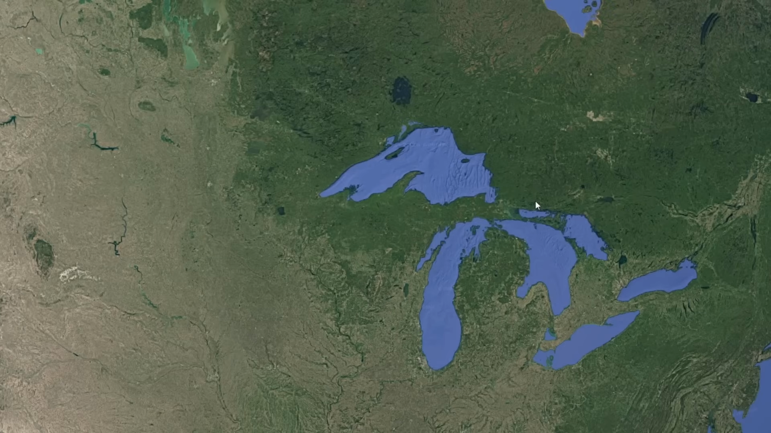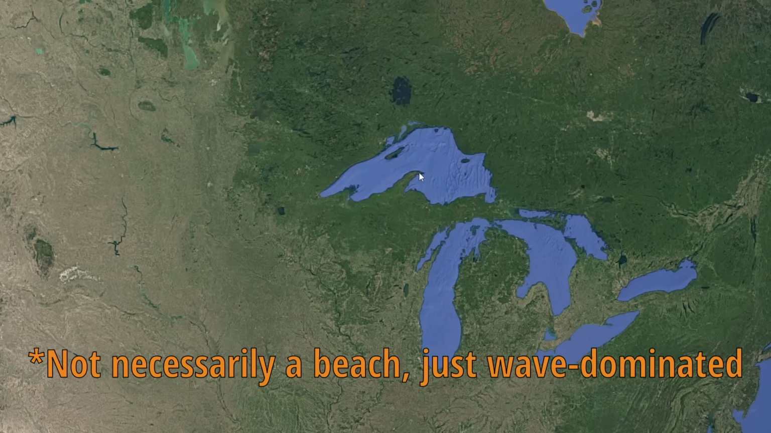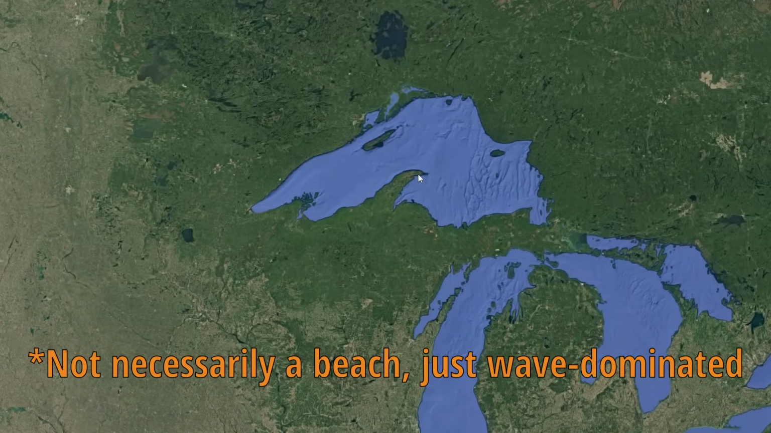Good examples of wave-dominated beaches are any beach along a lake. This is because lakes do not have tides. Even the Great Lakes have no tides. So looking at any point along a lake, as long as it doesn't have a river flowing into that spot, there will be a wave-dominated beach.